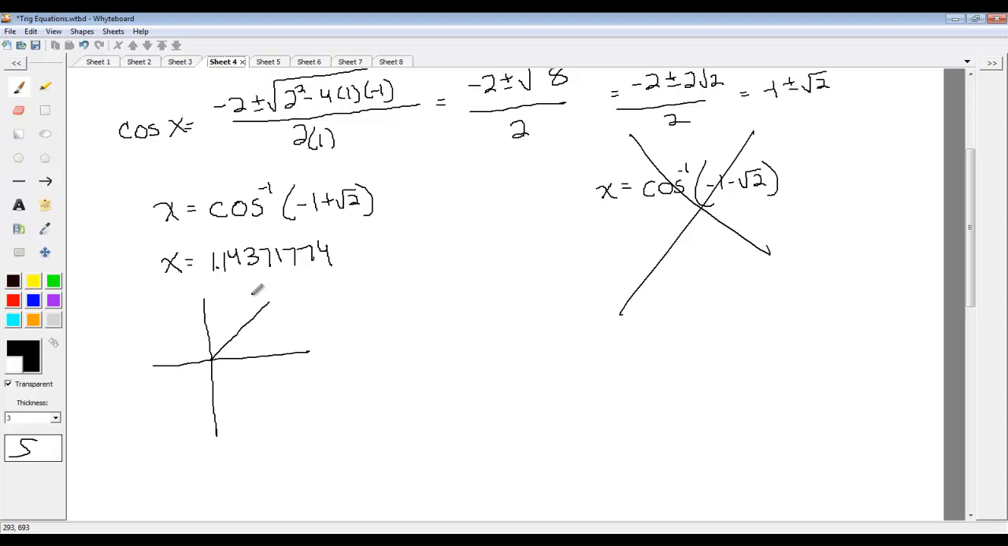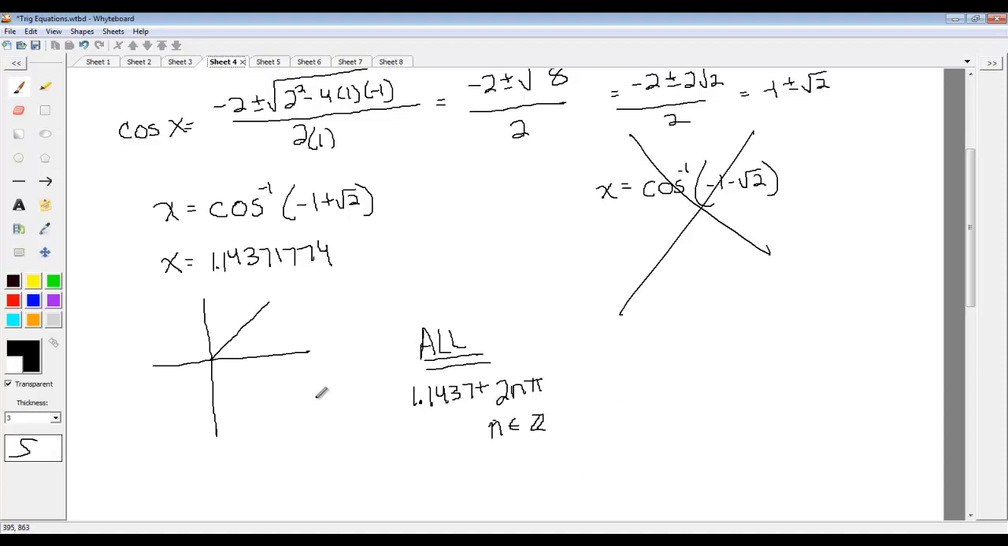Now let's say you're asked to find all solutions. Not only does 1.1437 work, but every time you add 2 pi to it, you're going to get back there, and that's going to work. Or you can subtract 2 pi and you'll get back there, and that's going to work. So go ahead and say 1.1437 plus 2n pi, where n again is an integer, an element of Z, the integers.